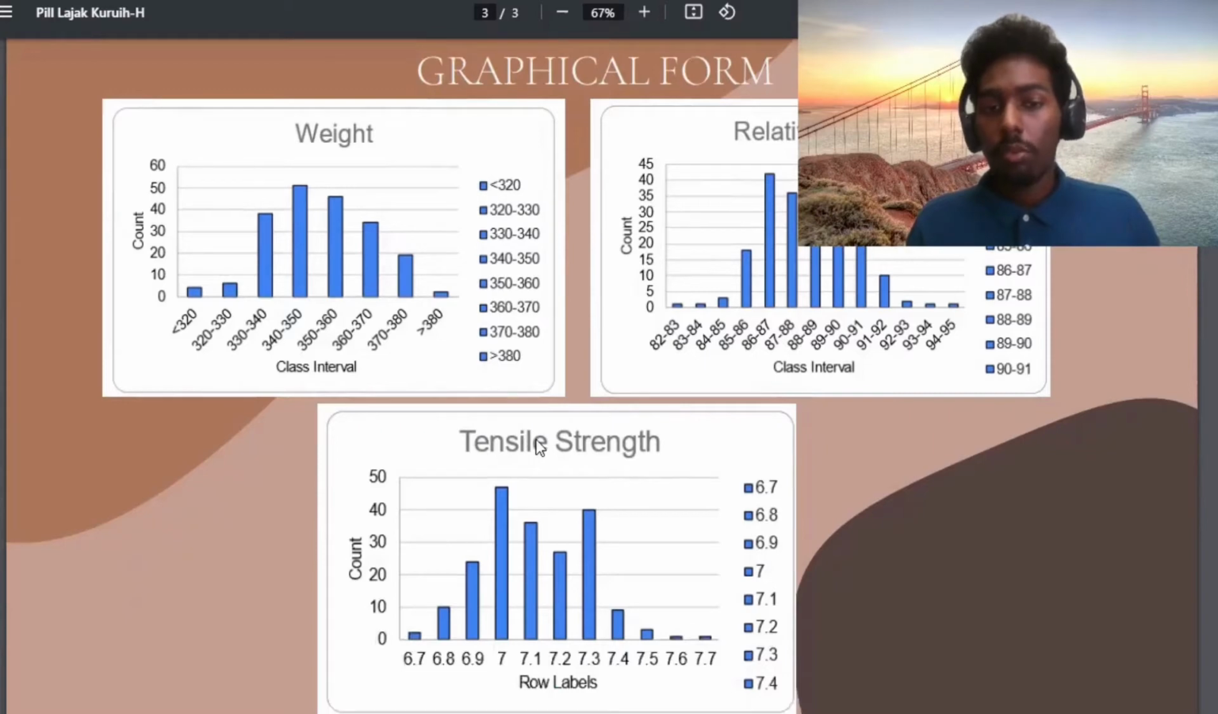And tensile strength, however, does not share the same patterns as weight and relative density. It has a more uneven distribution for its strength, but this is understandable because it has a very small standard deviation and a very small amount of variance. So small changes make very big deflections. It's pretty interesting summarizing the data, and that would be all from me. Thank you very much.